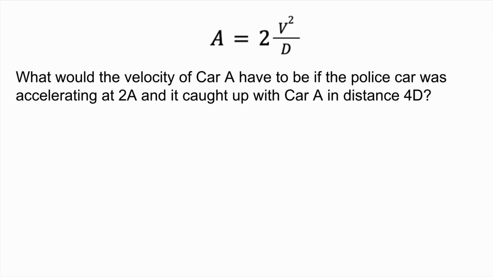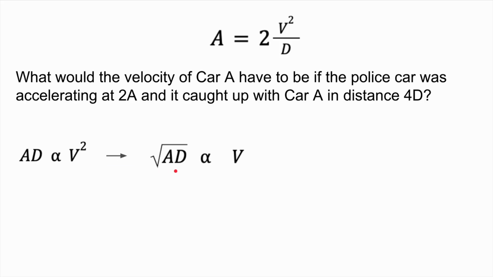What if they didn't just give me one variable, they gave me 2 variables I had to work with here? So what if they said, what would the velocity of car A have to be if the police car was accelerating at 2a and caught up with the car after traveling distance 4d? So basically, I'm trying to say, well, how is v proportional to a and d? I need to rearrange this a little bit before I write my expression. So I'm basically going to multiply by d. So I'd say ad is equal to 2v squared, but I just want how these 3 variables are proportional to each other. So that gives me ad is proportional to v squared.